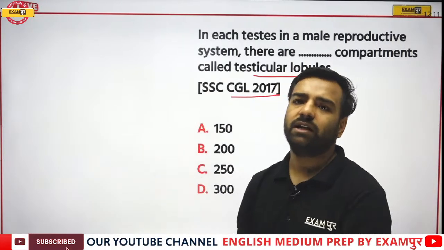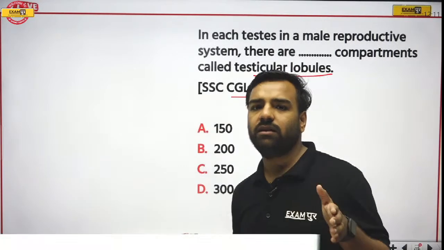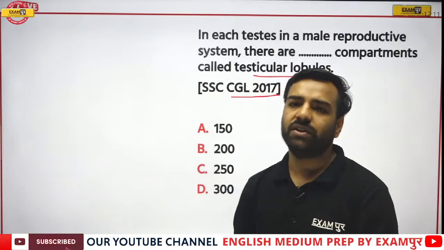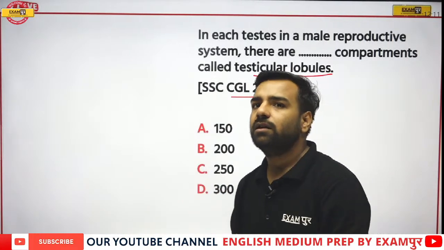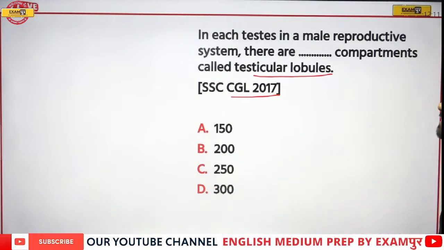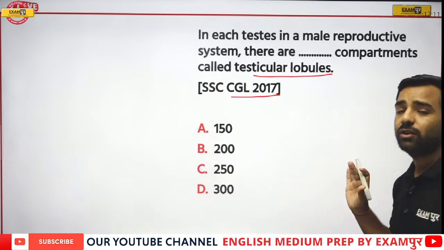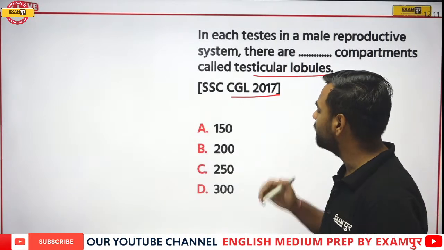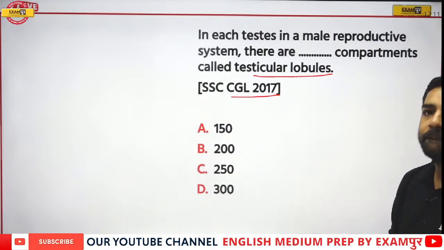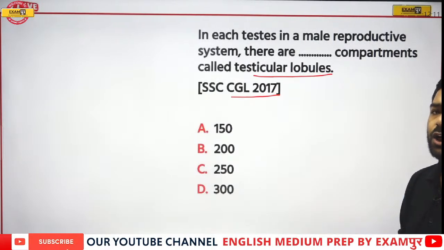Nikita, yes, you are correct for that question. I guess I'm getting quite late. Your comments are quite late, but your answer was correct for the previous one. But this one, in the testes, in a male reproductive system, there are dash compartments which are known as testicular lobules. Again, it is asking about the numbers. So is it 150? Is it 200? Is it 250? Or is it 300? What is going to be the correct answer?